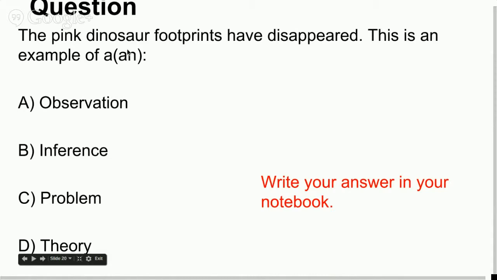All right, couple more questions, and I think we're done. The pink dinosaur footprints have disappeared. This is an example of a or an. Is it an observation, an inference, a problem, or a theory? Write your answer in your notebook. Go ahead and pause it.